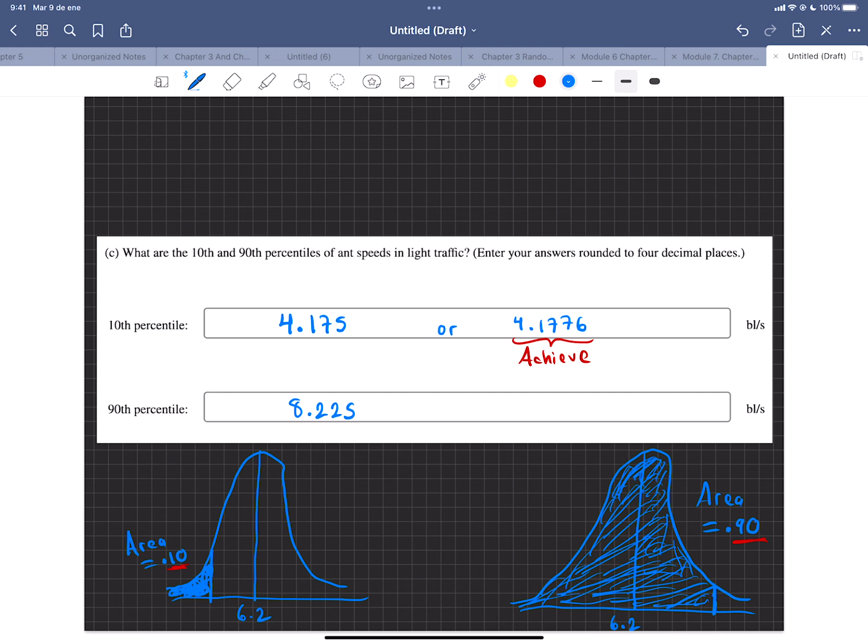8.225. And the answer from Achieve, yeah, is this, 8.2224. So if this one doesn't work, use this one.